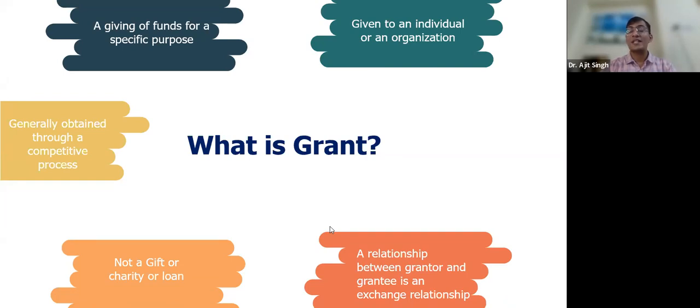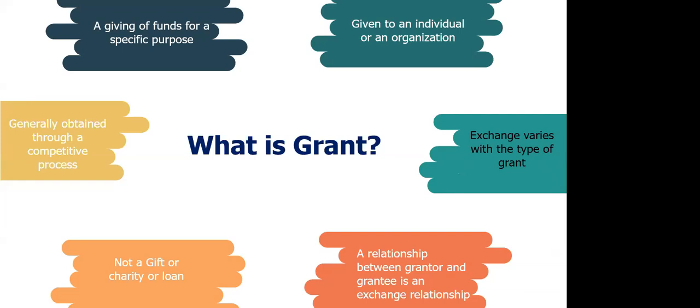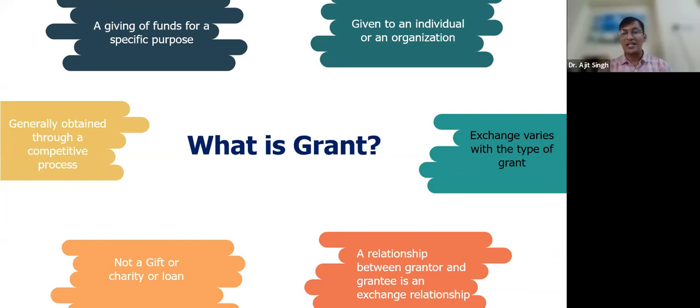It is always a relationship between grantee and grantor. Grantor means whoever is giving you the grant, and whoever is receiving the grant is the grantee. So there is a relationship of exchange. What is the exchange? Exchange could be any type. It could be in the form of research output, it could be in the form of publications, maybe a new molecule development, or it could be anything. That relationship of exchange will be there between grantor and grantee.